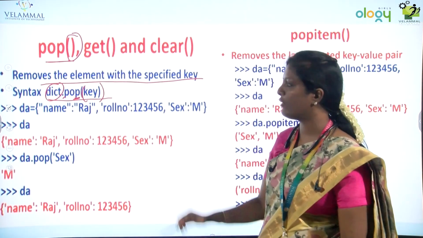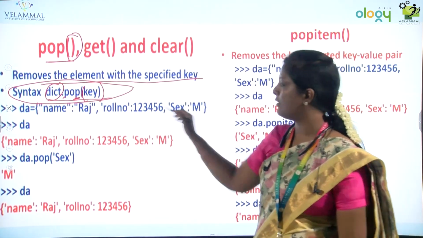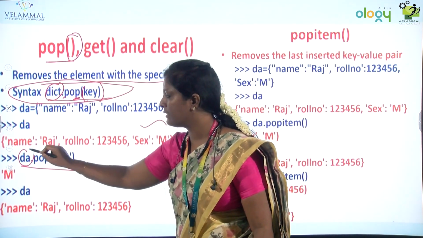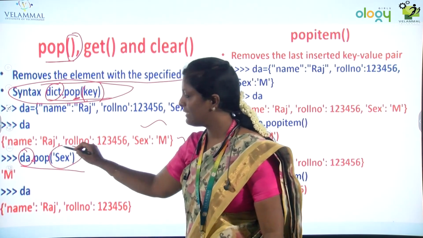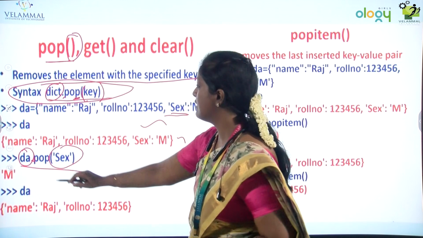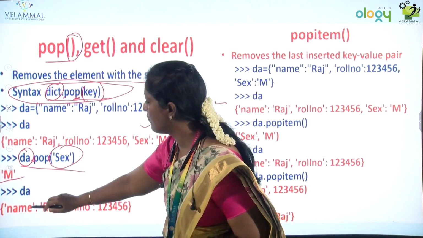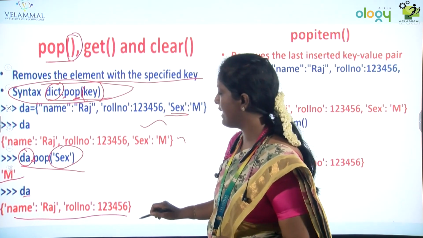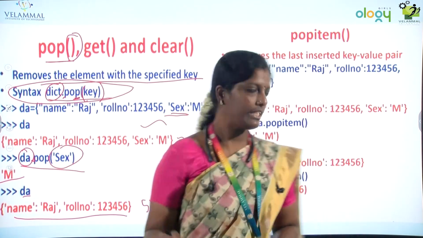Let's see an example for you to understand the syntax. This is important, right? So DA is equal to name. The same thing has been declared, and you are printing it. Now I'm using the pop operation. DA is the dictionary name, dot pop, and I'm going to remove what? Sex. That is the key over here, right? Now when it's popping out, it will display the value of it. Can you see what it's displaying? The sex has been removed from the list. Can you see that? Yes.